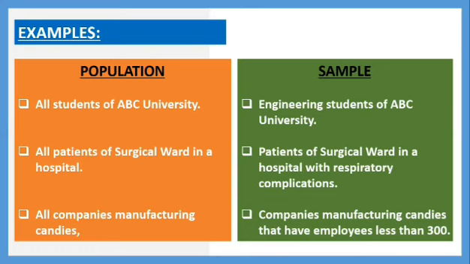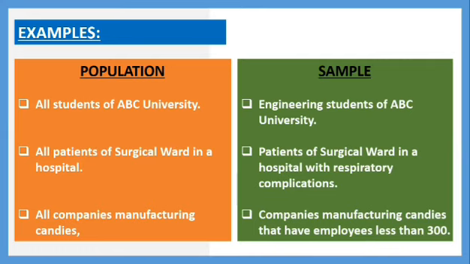Another example would be all patients of surgical ward in a hospital. And the sample example: patients of surgical ward in a hospital with respiratory complications. So out of all the patients in the surgical ward, you actually categorize the illness of the patient. So in order to make it a sample example, patients of surgical ward in a hospital with respiratory complications or with COVID-19 complications, okay? And the last example: all companies manufacturing candies. And under sample: companies manufacturing candies that have employees less than 300, okay?